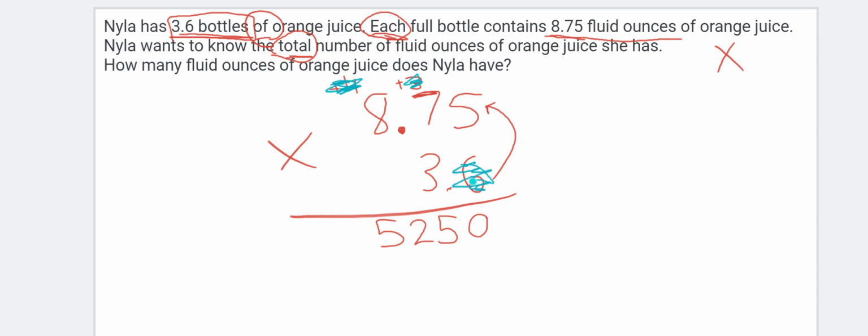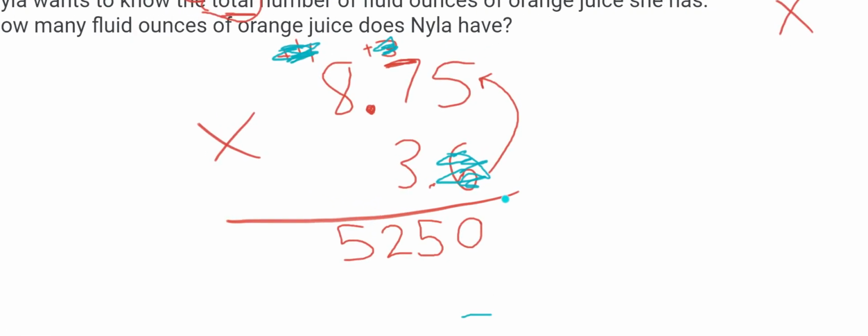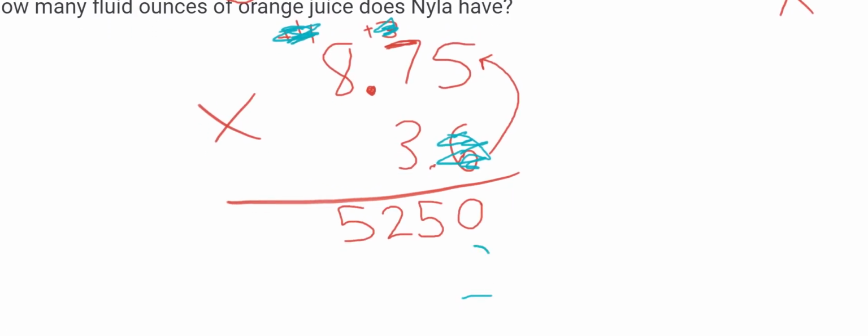Now that I multiplied by the 6, I have to move to my 3. What do I need to do before I multiply by my 3? That's right, I need to put a placeholder 0. Now I can start multiplying. I have to do 3 times 5. What is 3 times 5? Or 5 times 3? 15. I put down my 5. I'm going to carry my 1.